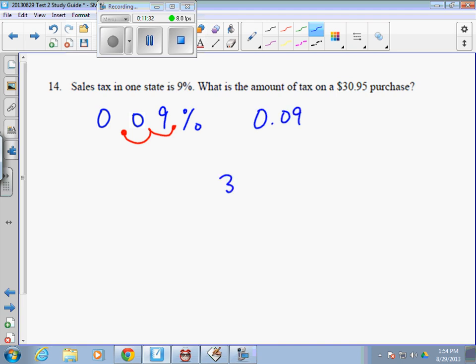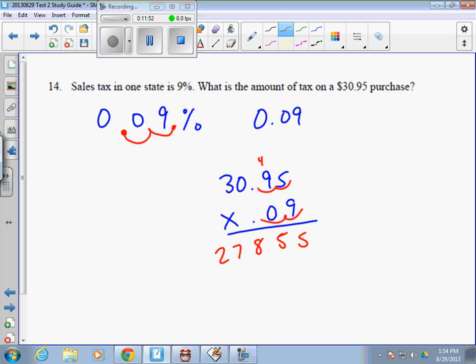So $30.95 times 0.09. So 9 times 5 is 45. 9 times 9 is 81, plus 4 is 85. 9 times 0 is 0, plus 8 is 8. 9 times 3 is 27. And in your decimals, you got 1, 2, 3, 4. So you got to move the decimal 4 times. 1, 2, 3, 4. So your tax on $30.95 is $2.785, which, the 5 makes it round up to $2.79 as your tax.